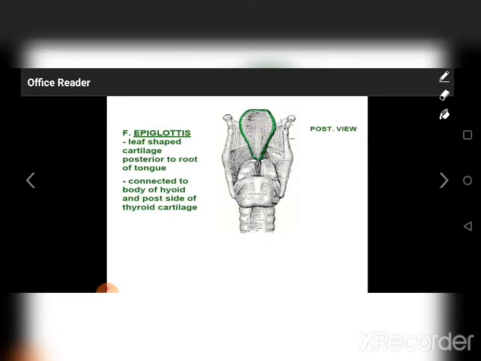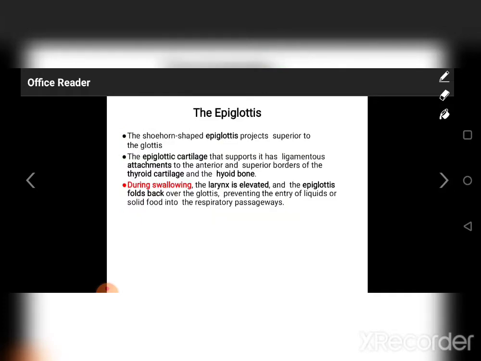Then we have the epiglottis. It is a leaf-shaped cartilage posterior to the root of the tongue. We have highlighted this with green color, and it is connected to the body of the hyoid and the posterior side of the thyroid cartilage. The epiglottis is an elastic cartilage. It supports and it has ligamentous attachment to the anterior and the superior borders of the thyroid and the hyoid bone.